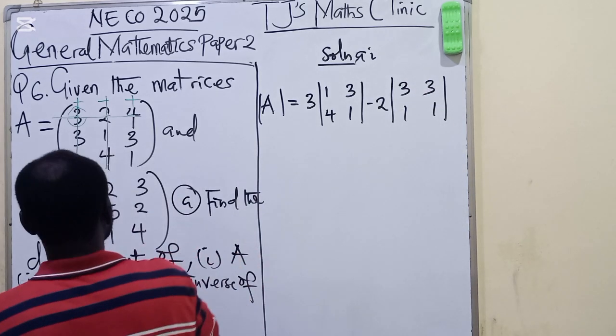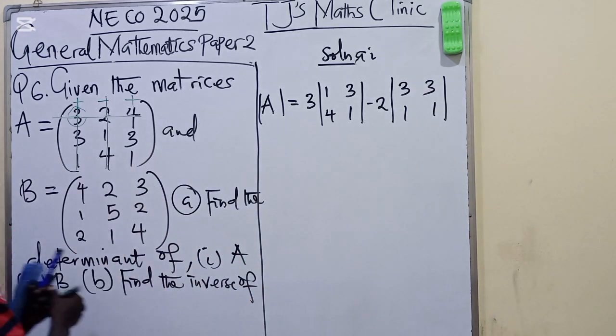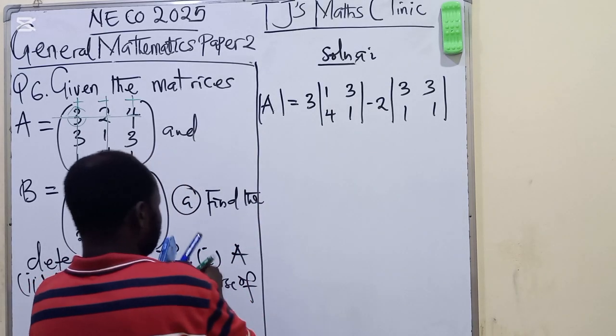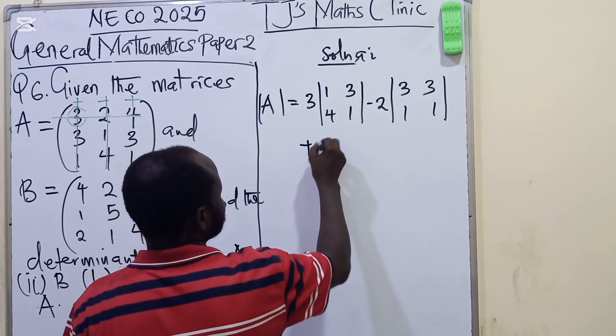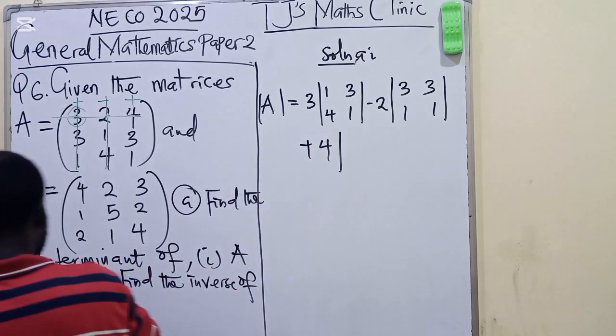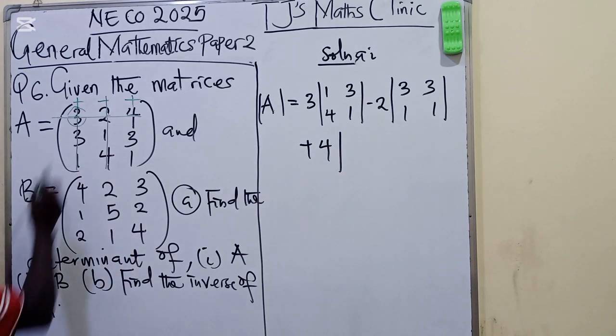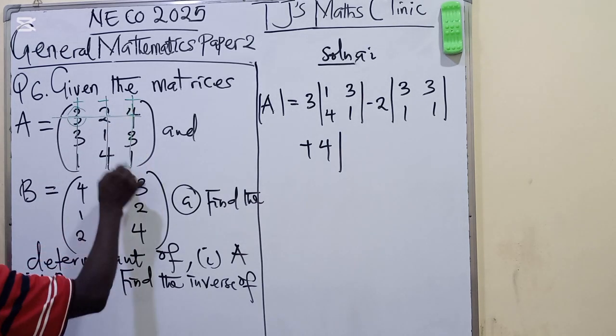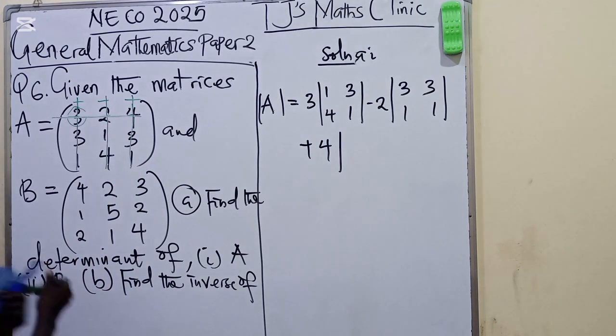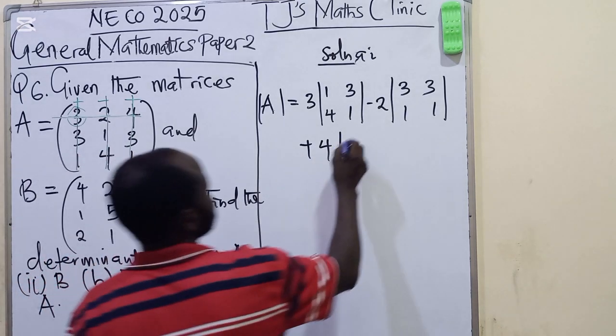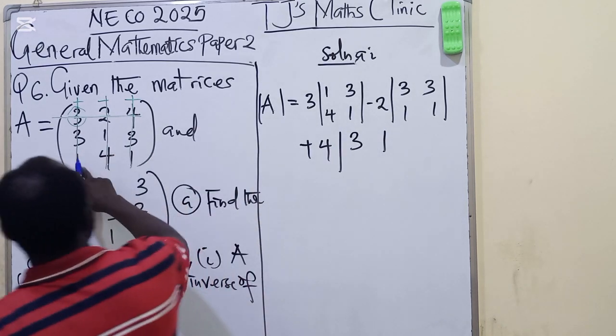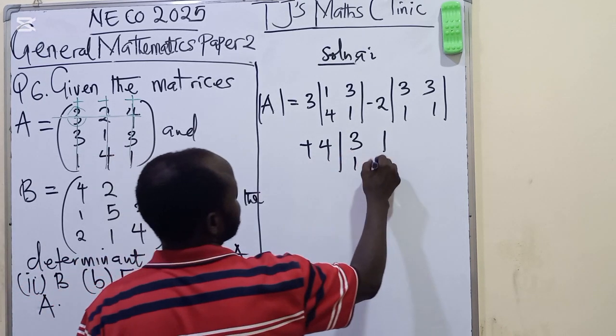The last one now, positive 4. So we do the same. This will be plus 4 now. Then we close the column and the row associated with this. We're left with 3, 1, then 1, 4.